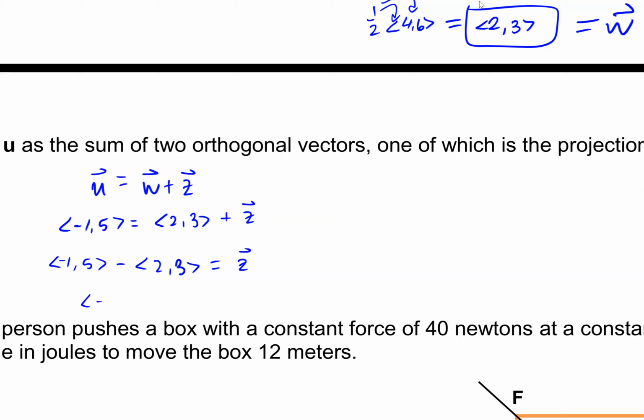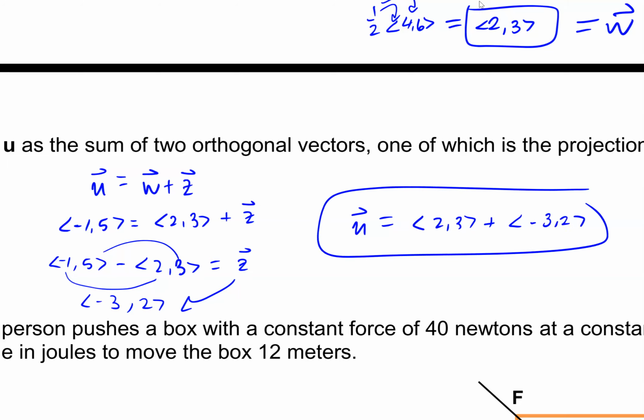-1 minus 2 is -3. Alright, so I was taking my x, now I'll take my y. 5 minus 3 is 2, so that's my vector Z. So I'm going to write U as the sum of two orthogonal vectors. My first vector, 2, 3. My second vector, -3, 2.